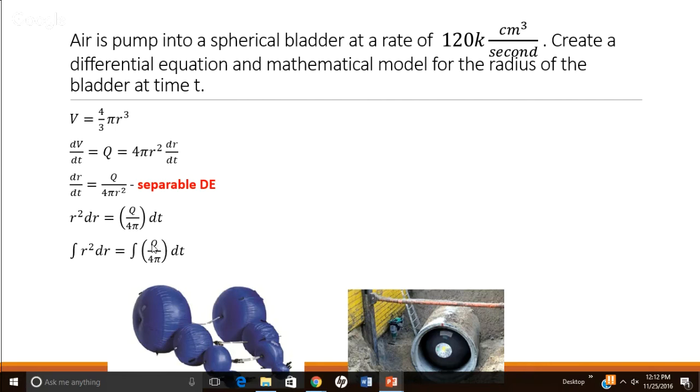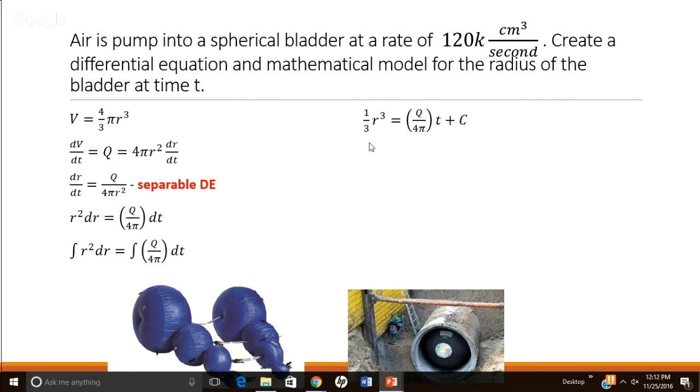And keep in mind that the flow rate, dV/dt, or Q in this case, is still a constant. We're going to take this as a constant anyway in this equation. So you've got a constant over 4 pi, which both are also constants. So this whole term here is a constant. So this constant goes on the outside of the integral with respect to time. And as far as integrating the left side of the equation, r squared dr, you end up with 1/3 r cubed is equal to the quantity Q over 4 pi times t plus c.